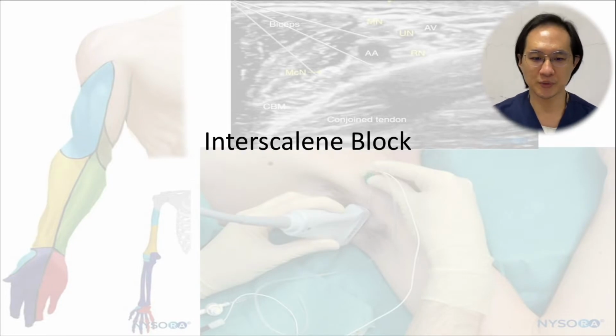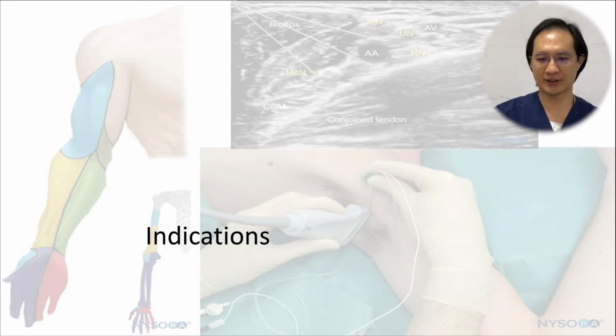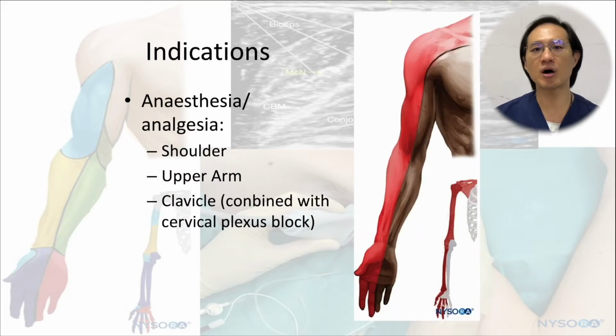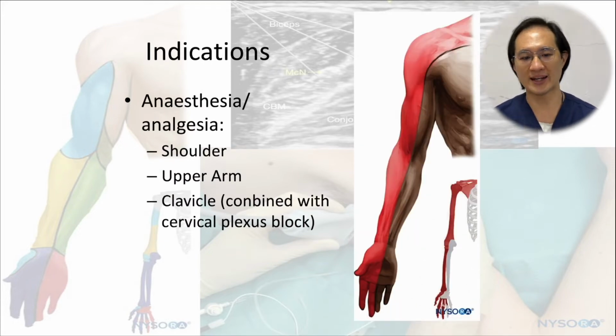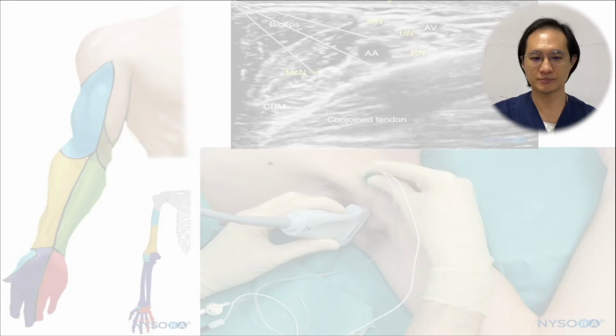Okay, next I'll talk about the interscalene block. The interscalene block is mainly indicated for anesthesia or analgesia of the shoulder and upper arm. As it doesn't really block the ulnar nerve, it is not really useful for blocks below the elbow.